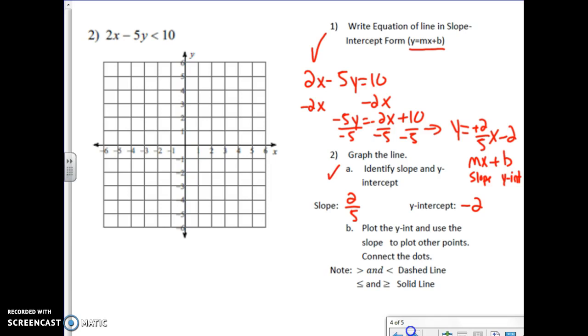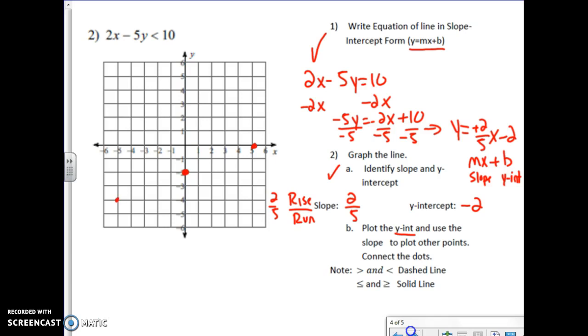Now I'm going to plot the y-intercept. The y-intercept is -2, so I'm going to plot a point at y equals -2. And then I'm going to use the slope to plot the other points. The slope is 2/5, so I'm rising 2, running 5. Rising 1, 2 over 1, 2, 3, 4, 5. I'm going to go in the opposite direction, down 2, to the left 5. And then I'm going to connect the dots.